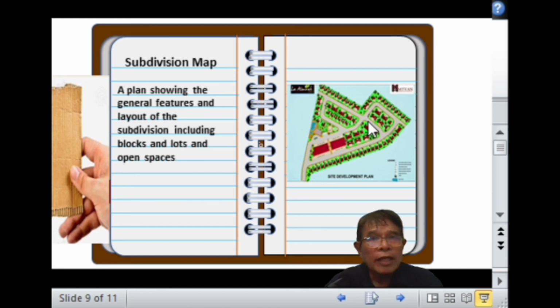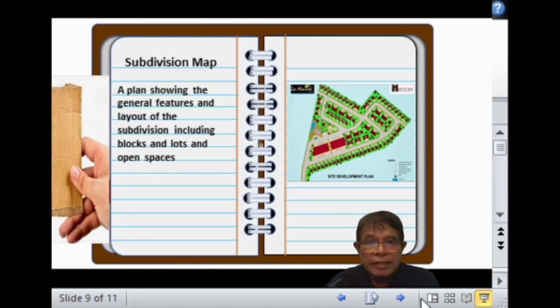Ideally, it should have also the direction to the north, because from there you will know where the east and the west and the south are. But if the subdivision map has no direction to the north, you must ask the developer and make the marking yourself.